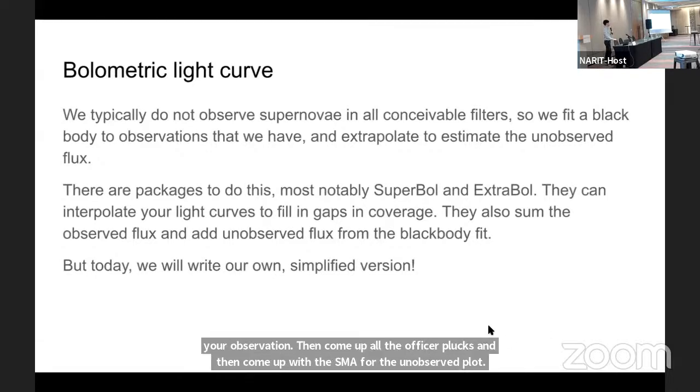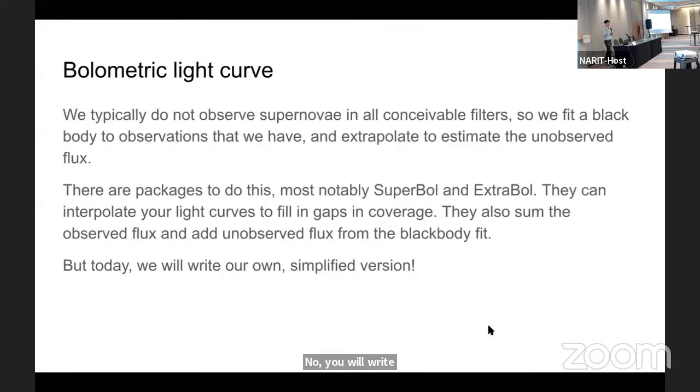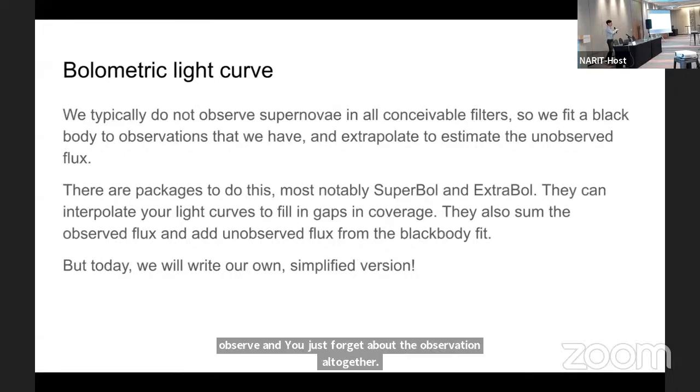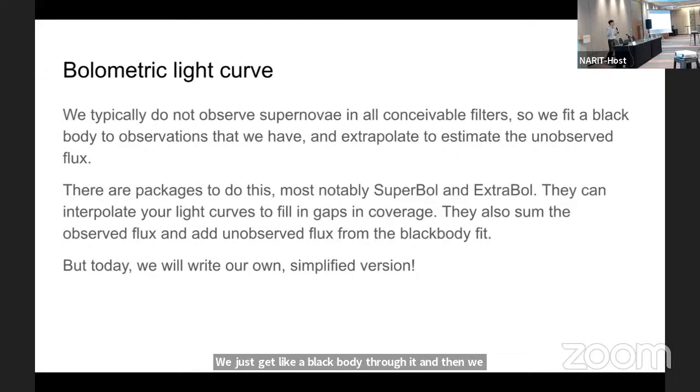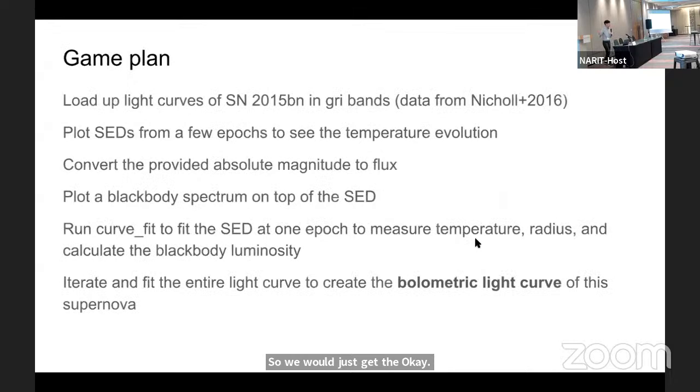Now, today, just for fun and instruction, we will write our own blackbody fitting script. And for us, we can be a little bit simplistic. Instead of dividing the supernova light into observed and unobserved flux, we will just forget about the observation altogether. We'll just fit a blackbody through it, and then get the magnitude just from the model. So we will just get the blackbody luminosity out of the process, and the notebook will guide you through that. So that's the game plan.